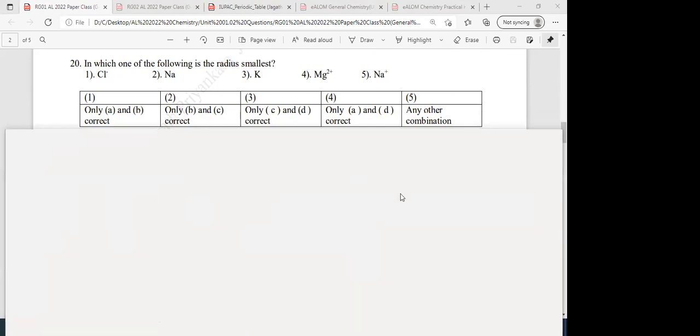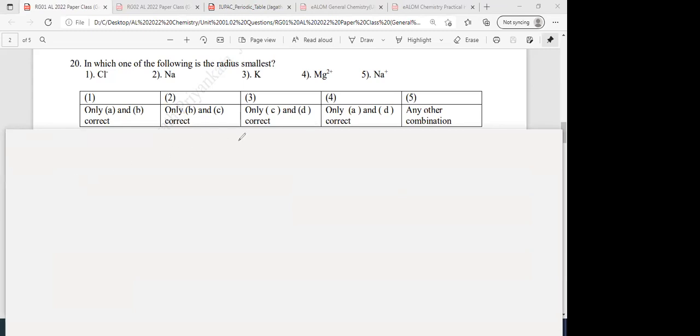Please raise your hand if you are aware of the structure of the A-level paper. Only 2 of you. When you join the paper class, you should know the structure of the paper. Only Jagath. Only 3 of you. Okay, I'll quickly brief you in 1 minute.